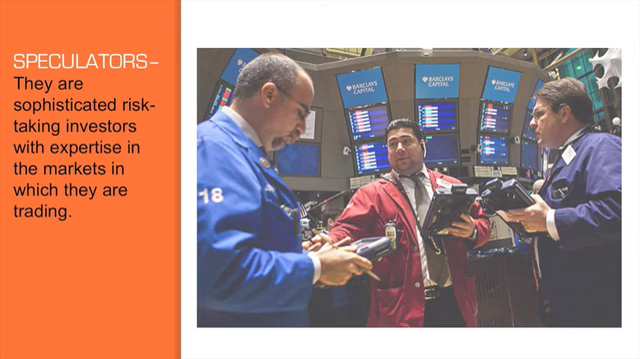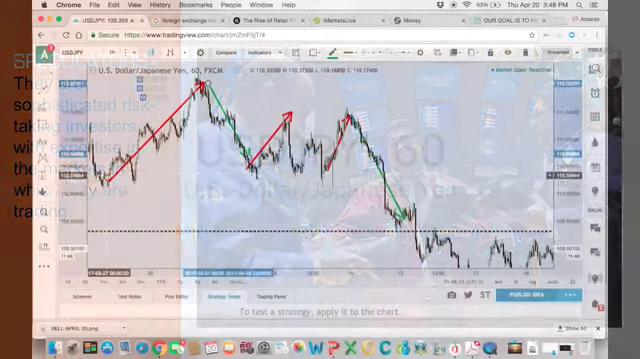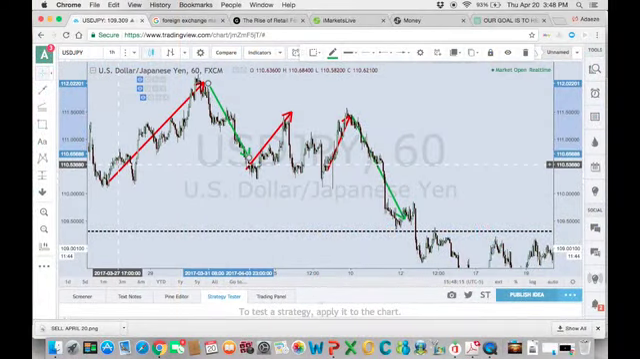If a speculator believes that a particular asset is going to increase in value, they may choose to purchase as much of the asset as possible. This activity drives up the price of the particular asset. The same can be seen in reverse. So what exactly do I mean, drive up the prices?